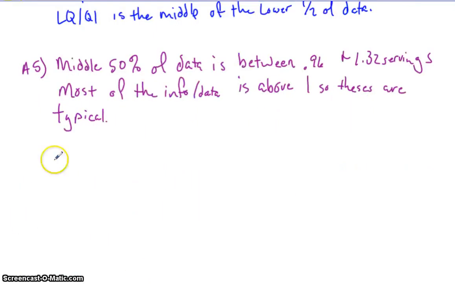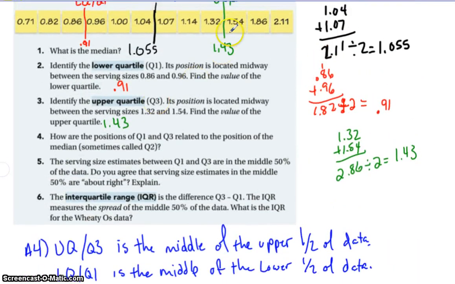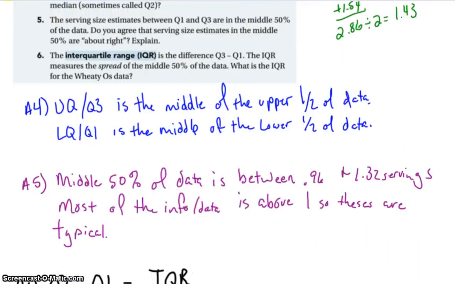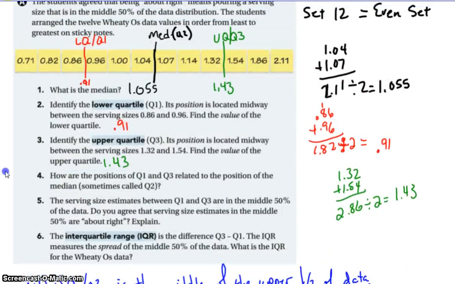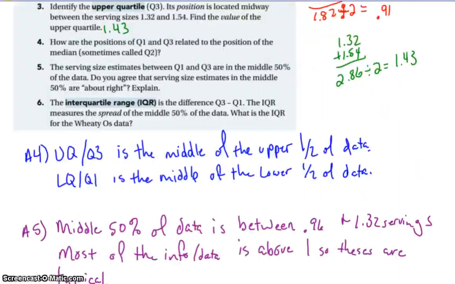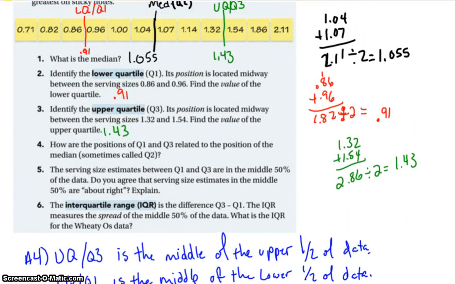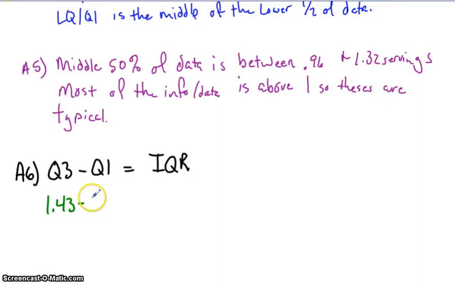Okay, and this is simple. So for A6, just like we find the range with the minimum and maximum, we're going to find the Q3 minus the Q1, and that equals the IQR. Looking up here in our data, we have an upper quartile of 1.43. So I take 1.43 minus 0.91, which was our lower quartile, or Q1.